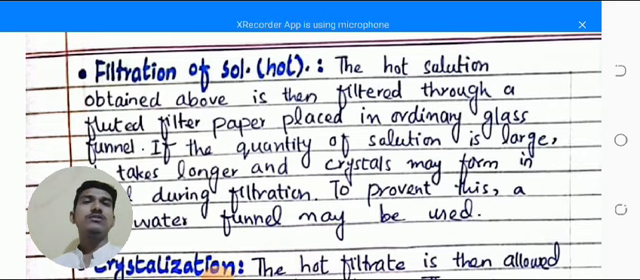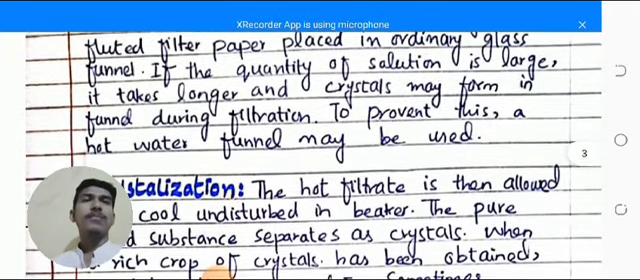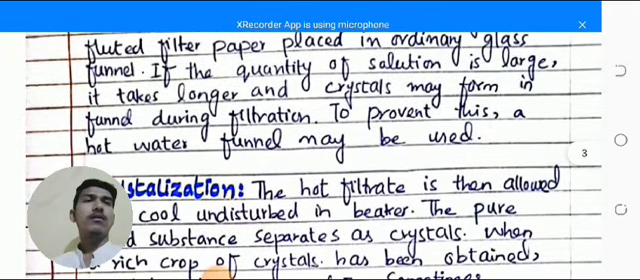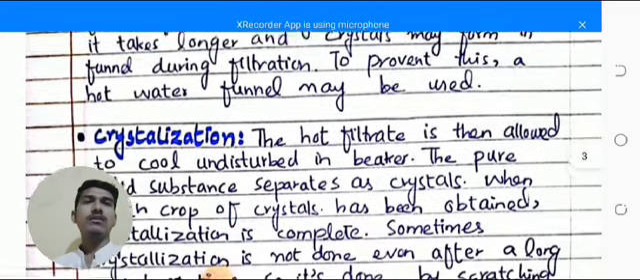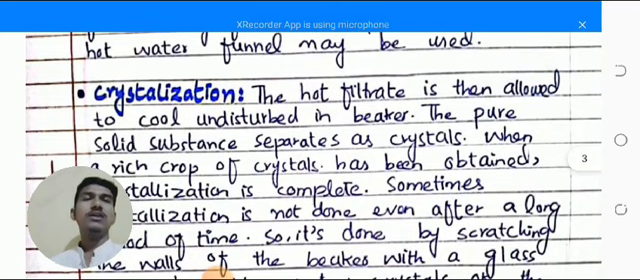The next point is filtration of the solution while hot. The hot solution obtained above is then filtered through a fluted filter paper placed in an ordinary glass funnel. If the quantity of solution is large, it takes longer and crystals may form in the funnel during filtration. To prevent this, a hot water funnel may be used.